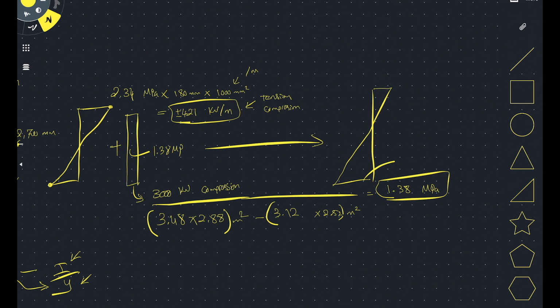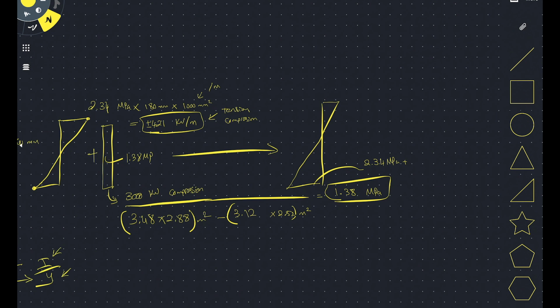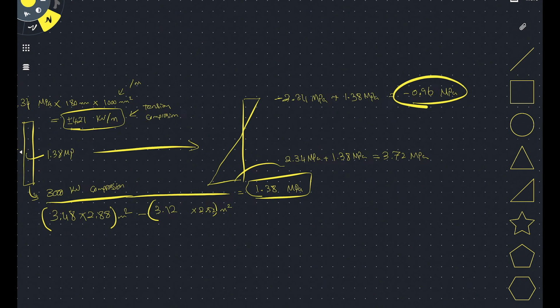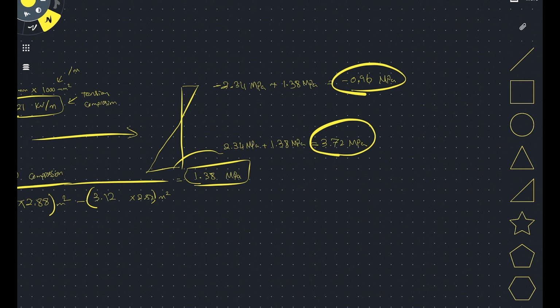So my peak compression over here is what we calculated previously from flexural stress, which was 2.34 MPa, plus the 1.38 MPa from the axial load, and this basically gives me 3.72 MPa in compression. Now in tension, I've got negative 2.34 MPa because it was a flexural tension, but the compression stress from my axial load closes a little bit of this tension, so it works out to be only minus 0.96 MPa. So now this is my net tension and this is my net compression that I'm gonna design for.